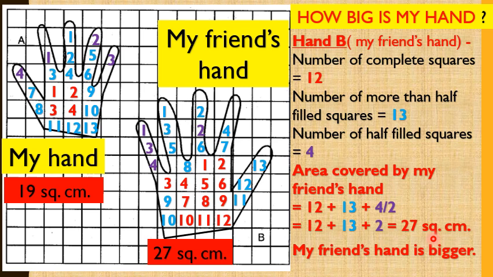Now since the area of my hand is 19 square centimeters and the area of my friend's hand is 27 square centimeters, my friend's hand is bigger than my hand.